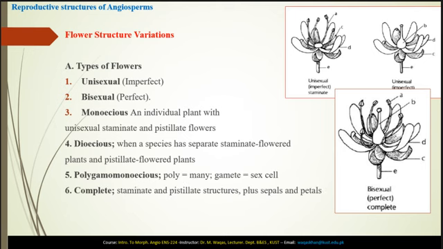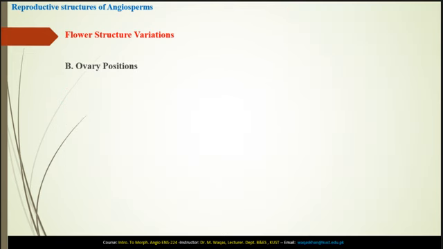The sixth one is the complete flower. A complete flower, as you know, has the staminate and pistillate structures plus sepals and petals, right? An incomplete flower lacks one or more floral parts. For example, an incomplete flower may lack petals or sepals, etc.